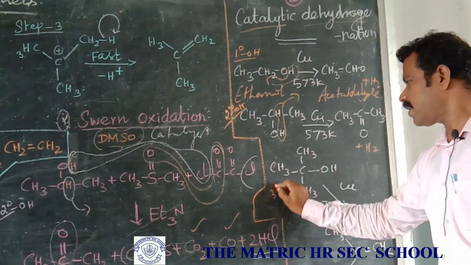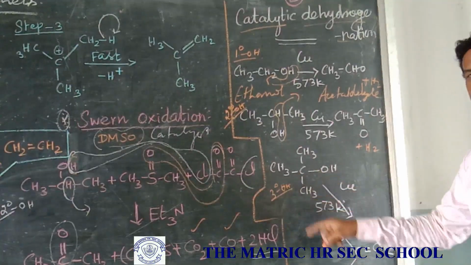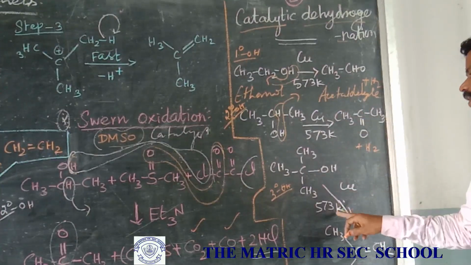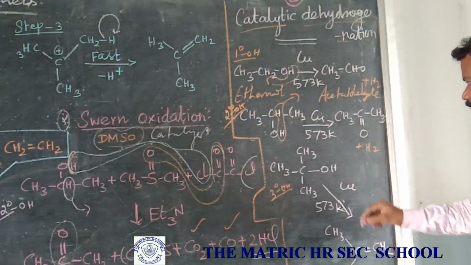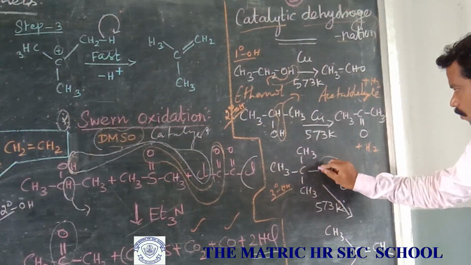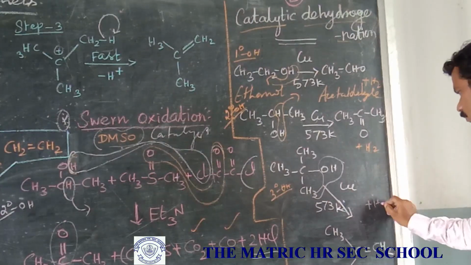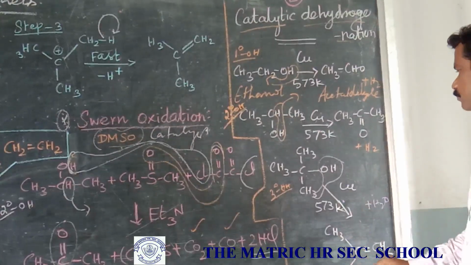Next I will take the tertiary alcohol, the tertiary butyl alcohol. I will take the same catalyst, Cu, and 573 Kelvin. So this dehydration reaction is possible. OH and one hydrogen are going out, so one H2O molecule is formed.